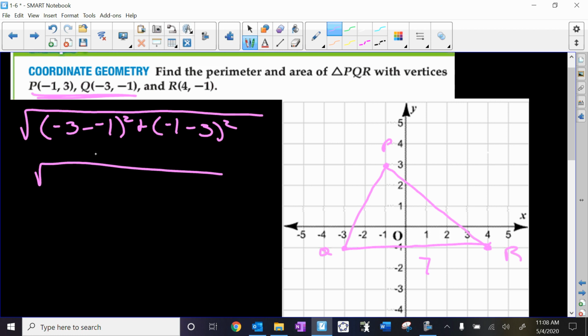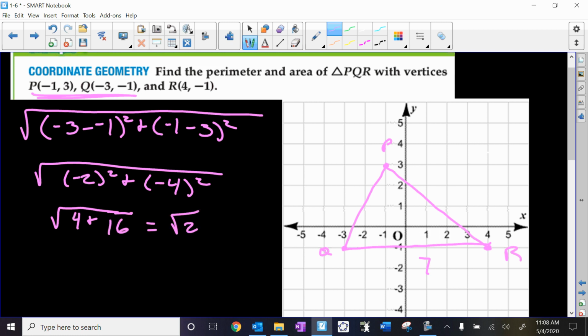-3, this is +1, so that's going to get us -2 squared, plus this will get us -4 squared. -2 squared is 4, plus -4 squared is 16, excuse me, I'm jumping ahead. Then that gets us the square root of 20. So this distance here is the square root of 20. You do the same thing with points P and R, and it's going to come out to a distance of the square root of 41.